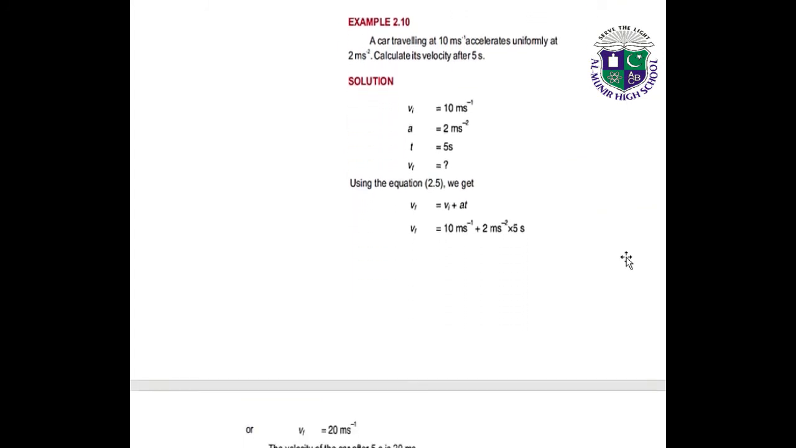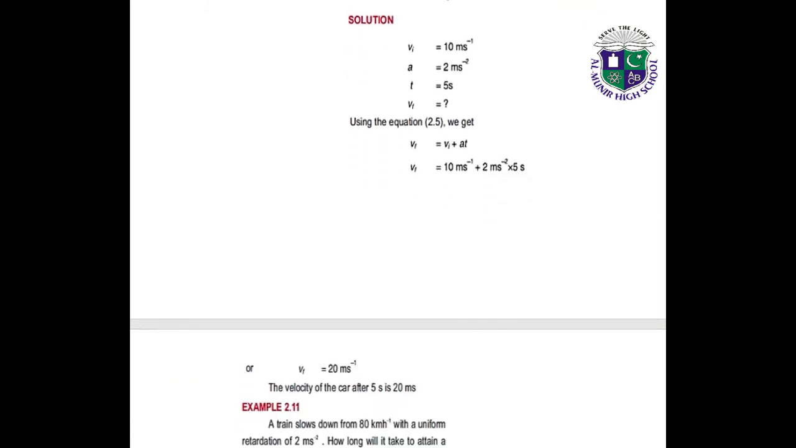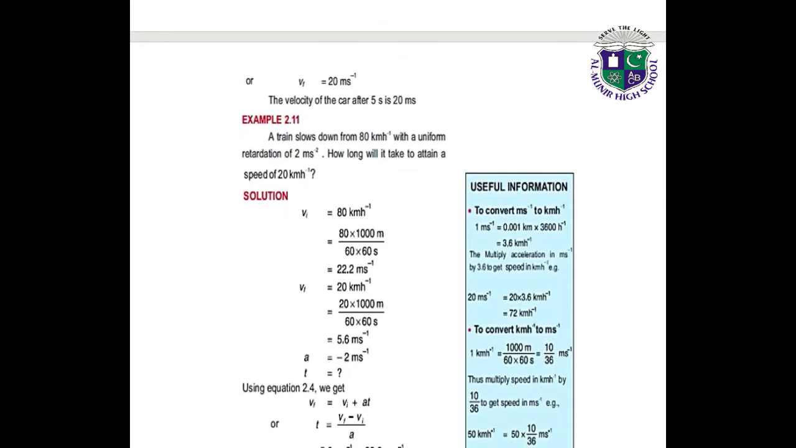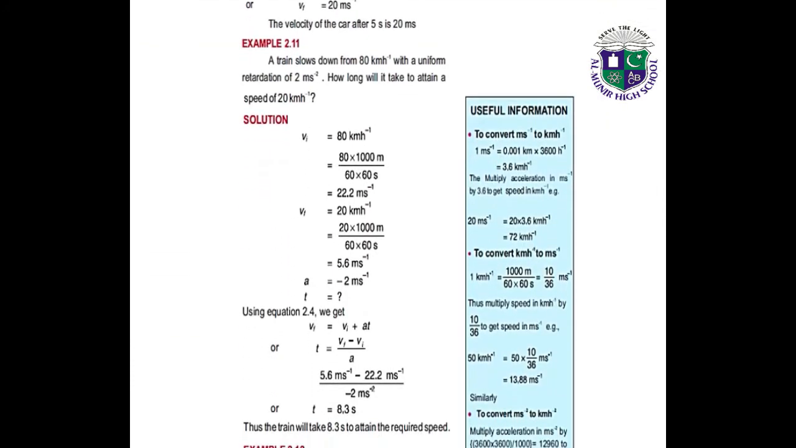Example 2.10: a car traveling at 10 meter per second. So initial velocity is 10, which is given in the statement. Acceleration is 2, time is 5 seconds. We have to find out the final velocity. With the help of the first equation of motion, by putting all these values in this equation, we will get the answer of final velocity, which will be 20 meter per second.